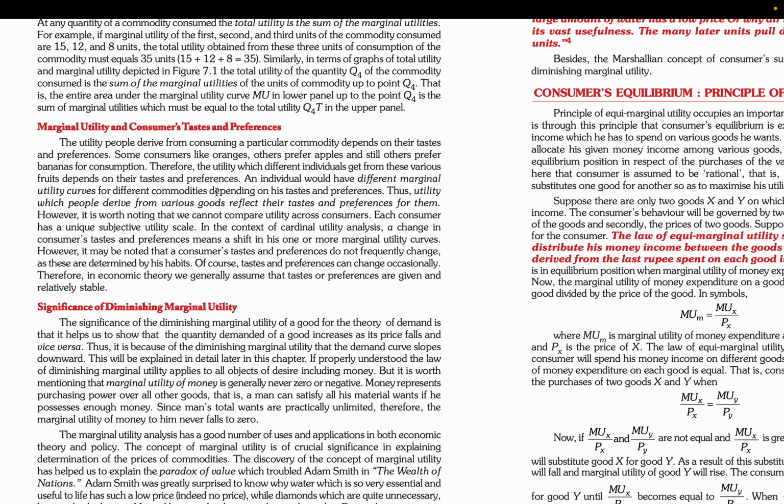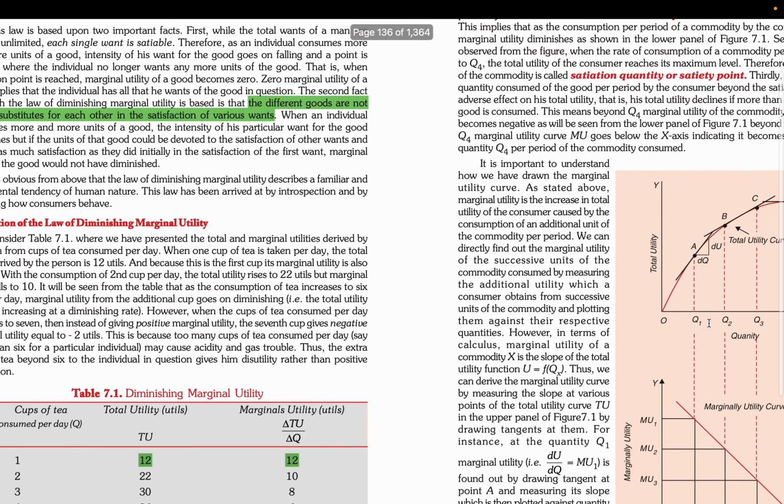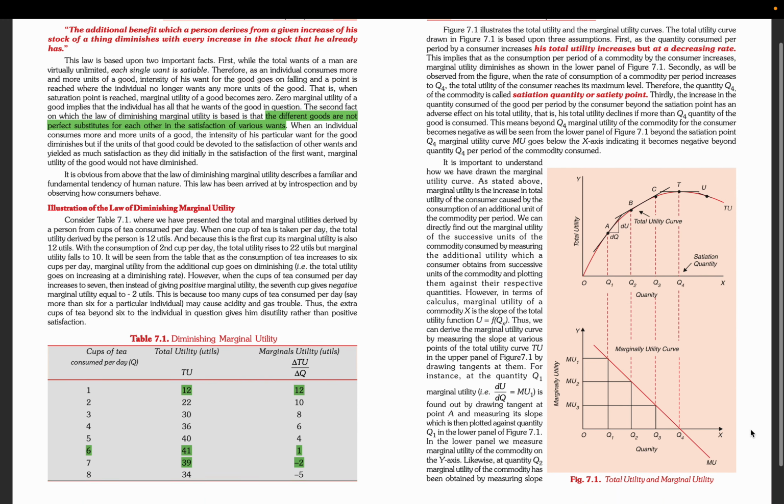Similarly, the graphs of total utility and marginal utility are depicted in 7.1. The total utility of quantity Q4 of the commodity consumed is the sum of marginal utilities. Of course, that's intuitive again. That is, the entire area under the marginal utility curve MU in the lower panel up to the point Q4 is the sum of marginal utilities, which must be equal to the total utility at Q4 in the upper panel. All this area gives the total utility derived till Q4.